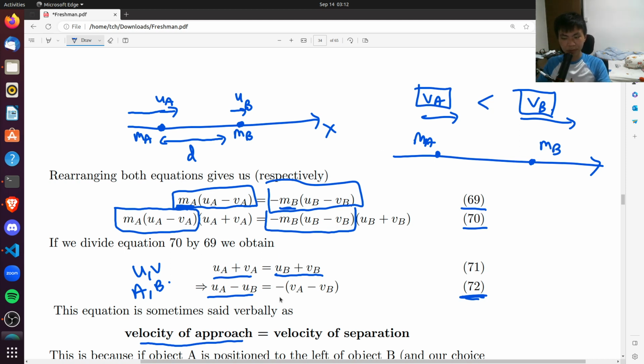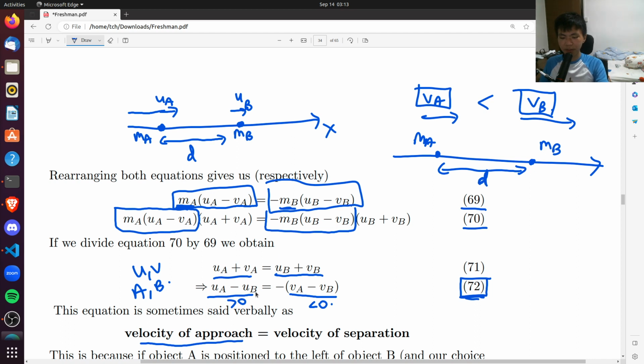And we can also see from this equation 72 over here that if UA is larger than UB, if this side is greater than 0, then the right hand side is also greater than 0. Because there's a minus sign here, that will imply that VA minus VB is less than 0. Okay, and hence VA is less than VB. And if we interpret that, then if we take the difference of the velocities, that's just the rate of separation for the two objects.